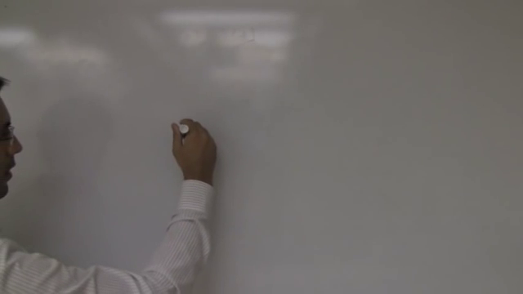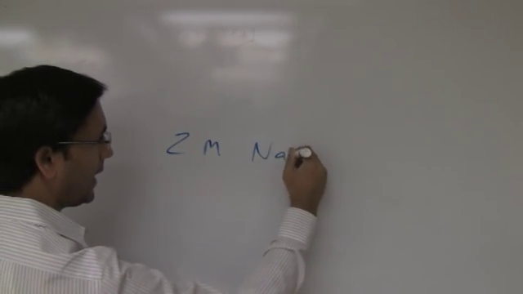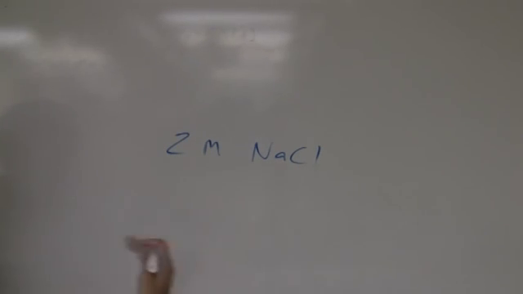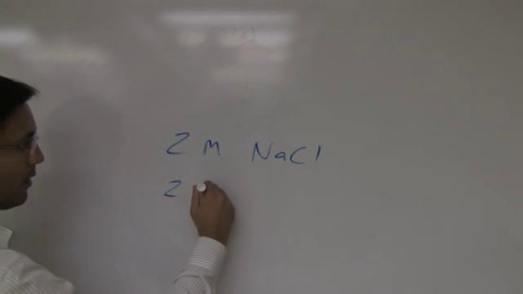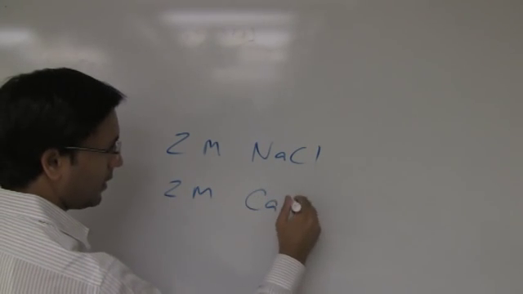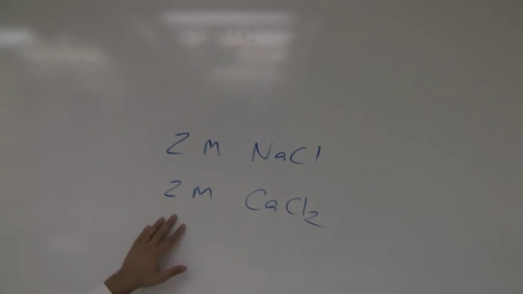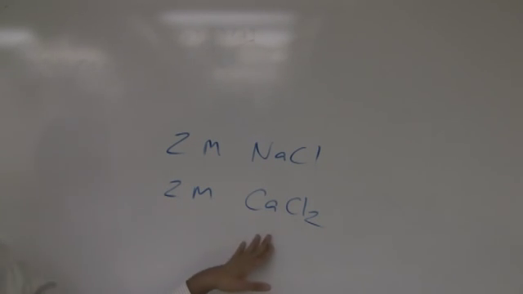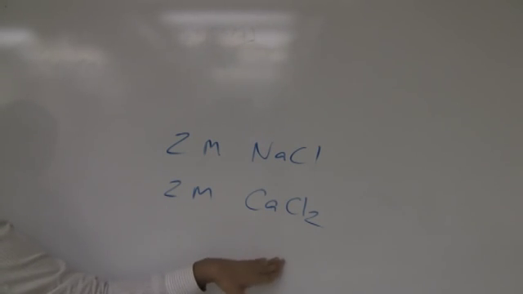If we have 2 molar NaCl in a beaker, and then in a separate beaker, we have 2 molar CaCl2, which one of these has a higher boiling point? The second one. Why? Because there's more of it. There are more ions that will form. This goes to colligative properties. The more solute particles, the higher the boiling point.